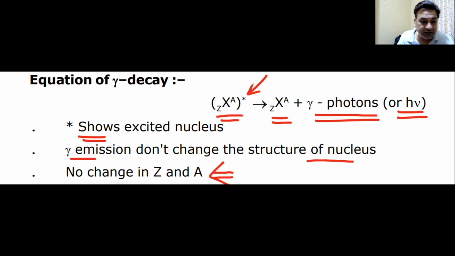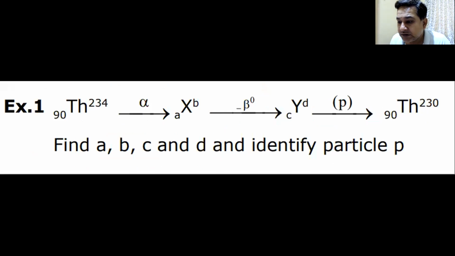So this is your question. You also have your sheet. Example number 1. Thorium 234, 90 gives something. Then I have X, A B. Then it gives something. Then I have Y, D C. Then it gives something. Some particle P. And it gets a thorium 230, 90. Find A, B, C, D, and then find the particle P.